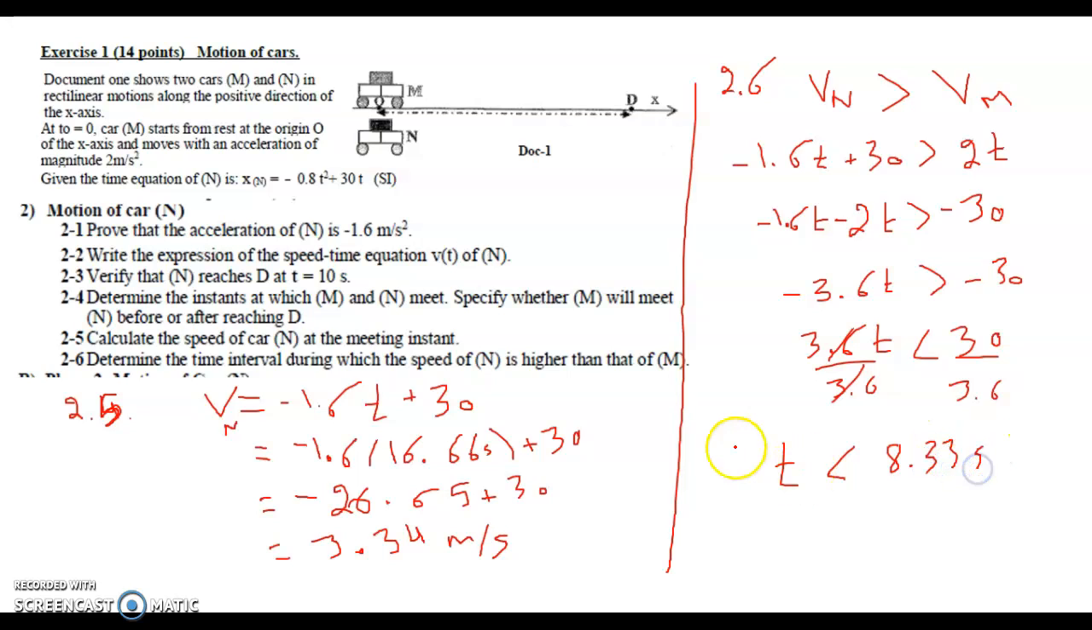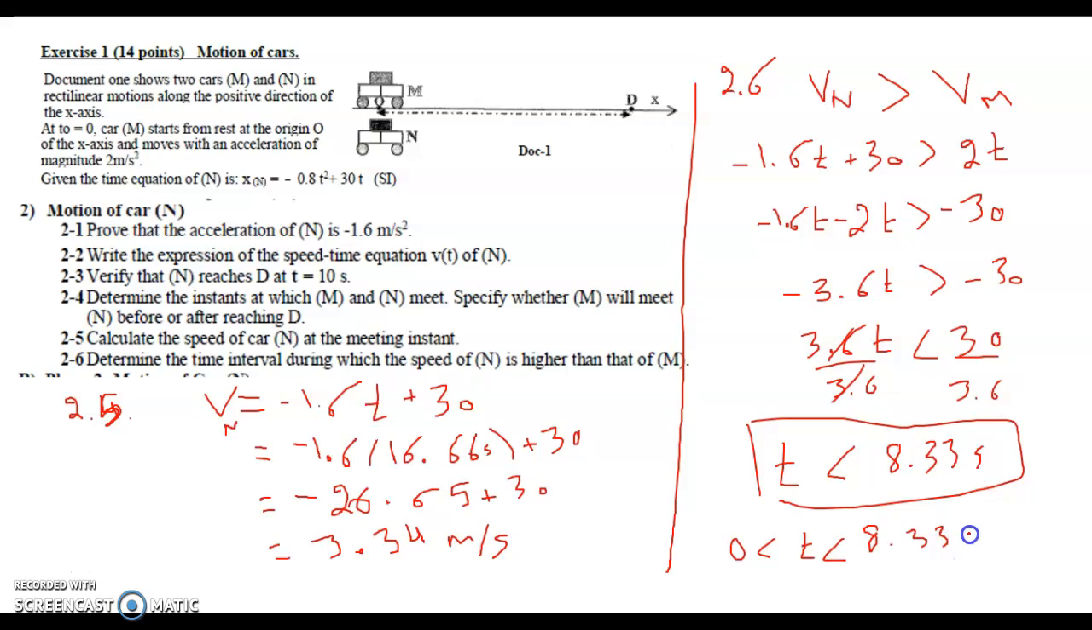seconds. So this is the range of time when t is between the initial instant and less than 8.33 seconds, and N moves at a higher speed than M.